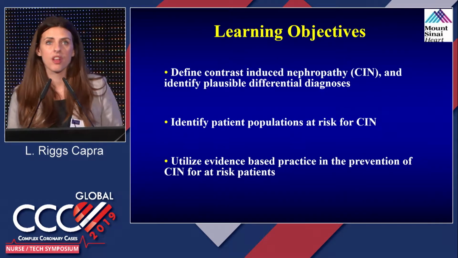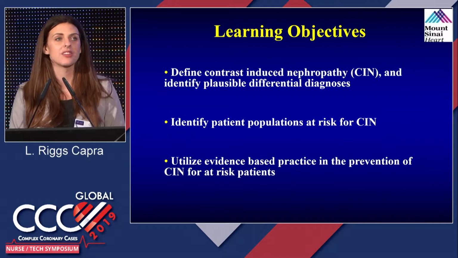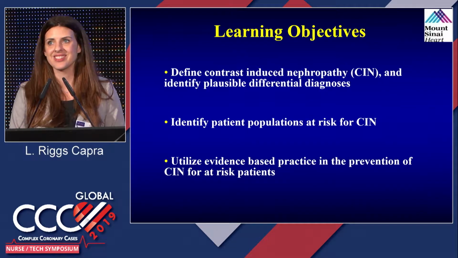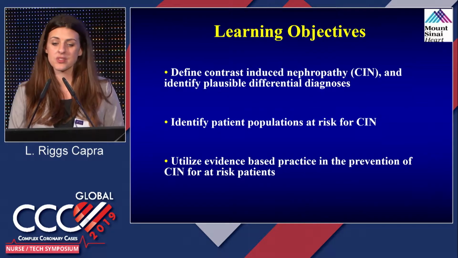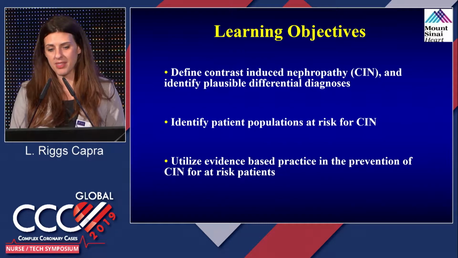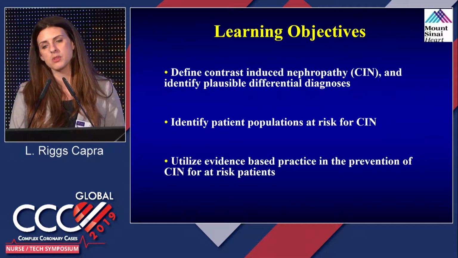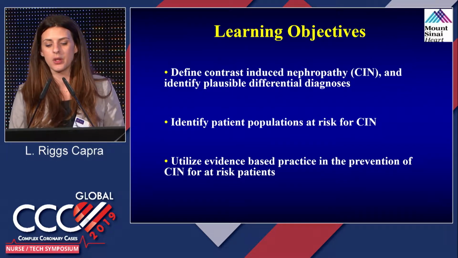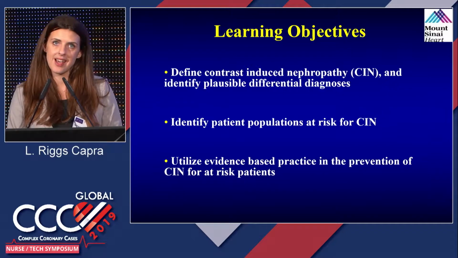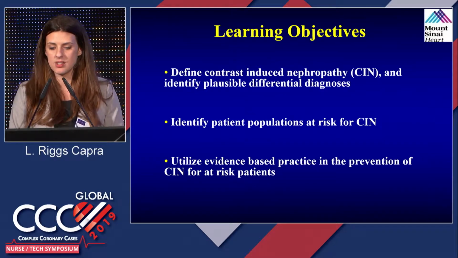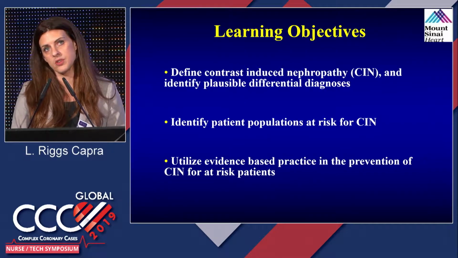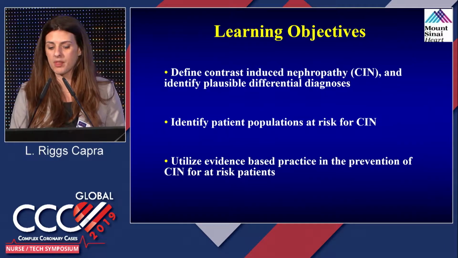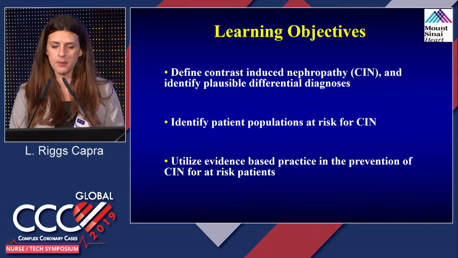So before we get started, I thought we'd talk about our goals for the day. There's a lot of nurses in the room. I think a lot of us like to have goals for our patients, goals for ourselves. So today we're going to first define contrast-induced nephropathy and identify some plausible differential diagnoses so we don't jump to any conclusion. We're also going to identify the patients who are most at risk for contrast-induced nephropathy, and then we're going to utilize some evidence-based practice in the prevention of contrast-induced nephropathy for our patients that are at risk.